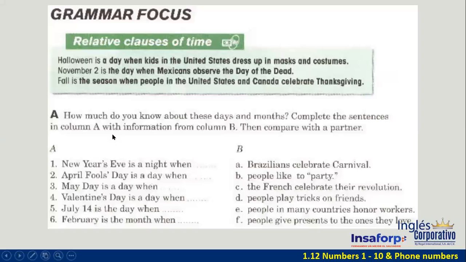Antes de pasarme para acá, entonces espérenme. 3.6. A ver. Give me one moment, está pensando.